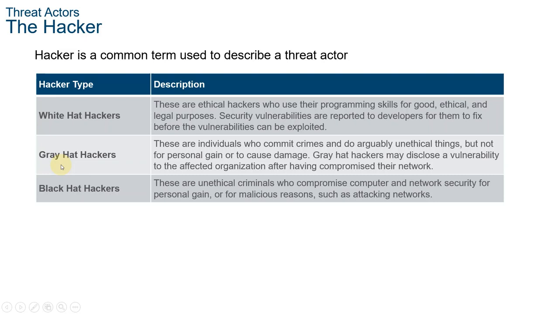Okay, so the next one are the gray hat hackers. Who are they? Okay, so these are individuals who commit crimes and do arguably unethical things, but not for personal gain or to cause damage. Gray hat hackers may disclose a vulnerability to the affected organization after having compromised their system. Okay? And the last one is the black hat hackers. So these are unethical criminals who compromise computer and network security for personal gain or for malicious reasons such as attacking the networks.